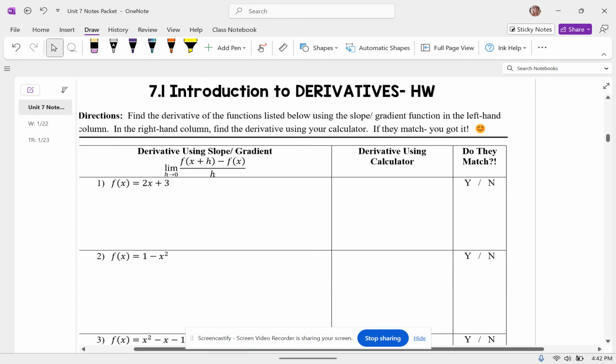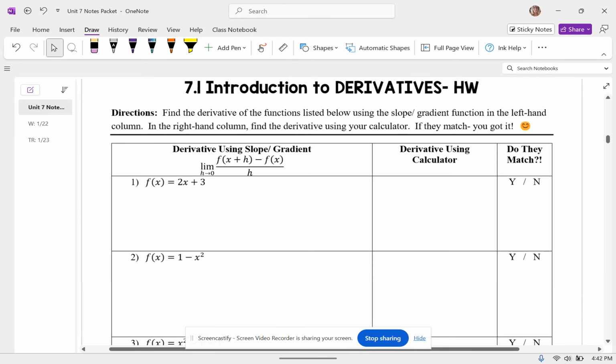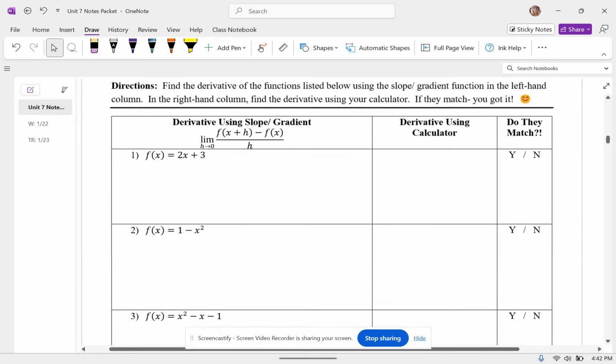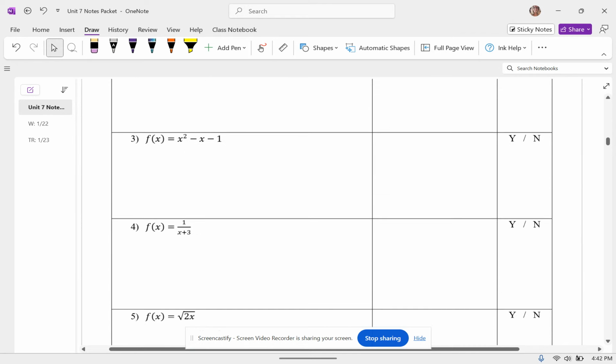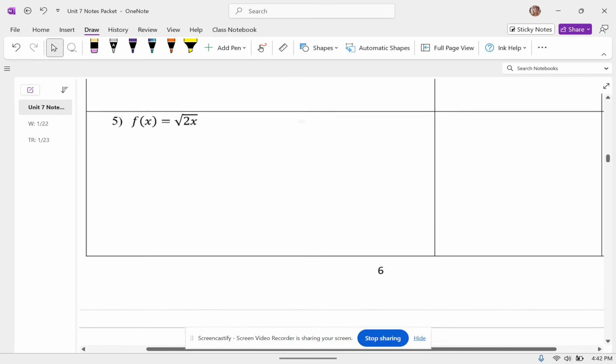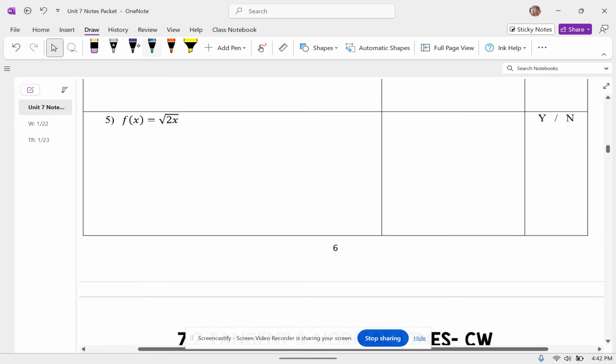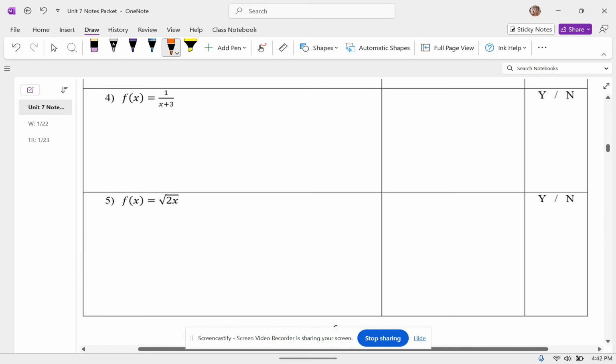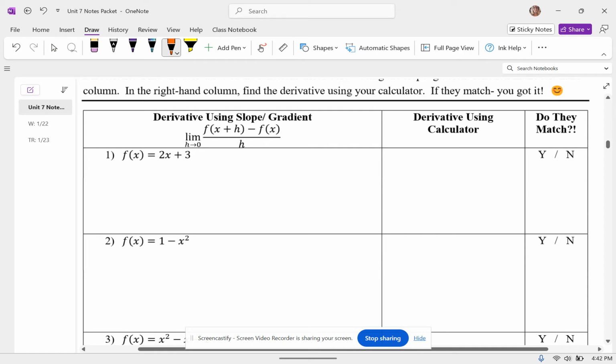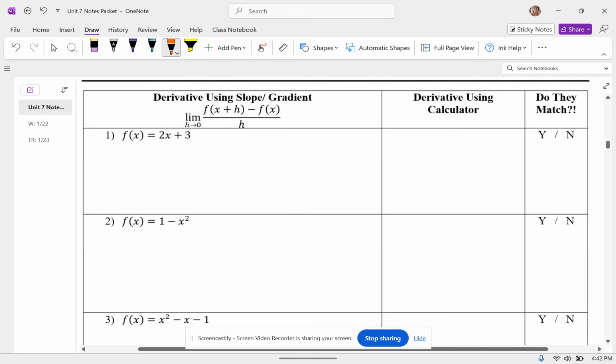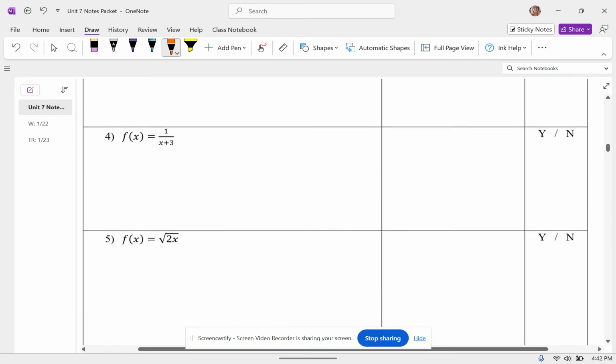All right. Now you should be able to do the homework. I'll do one with you just so you know what you're doing. Let's do a harder one. Let's do the radical one, okay? So I'm going to use the limit definition of the derivative to find the derivative function. Then I'm going to check the derivative using a calculator, like the graph part, and then I'm going to see if they match or not, okay?